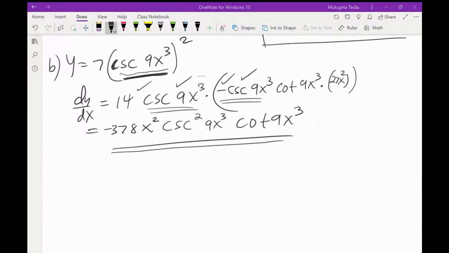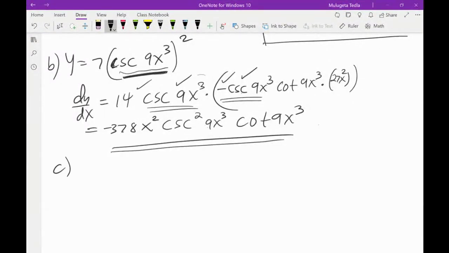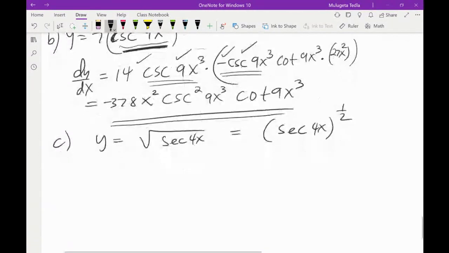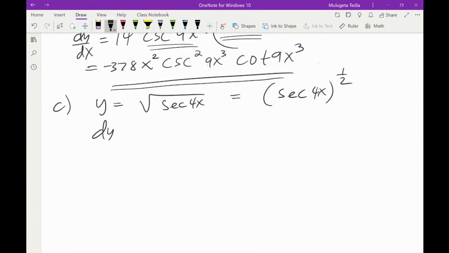C. Square root of secant 4x. Y is equal to the square root of secant 4x, which is written better if you don't like it. For differentiation purposes, the power form is better. Then find the derivative: 1/2, write the base, take away 1 from the exponent, times the derivative of the base.